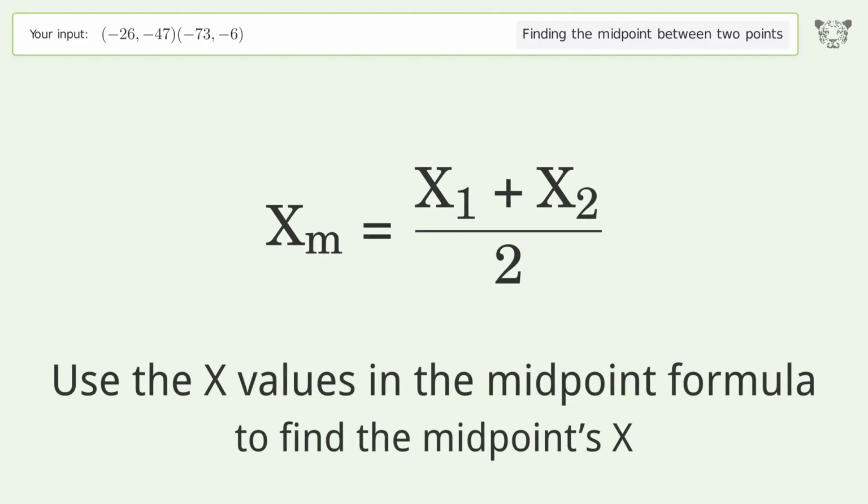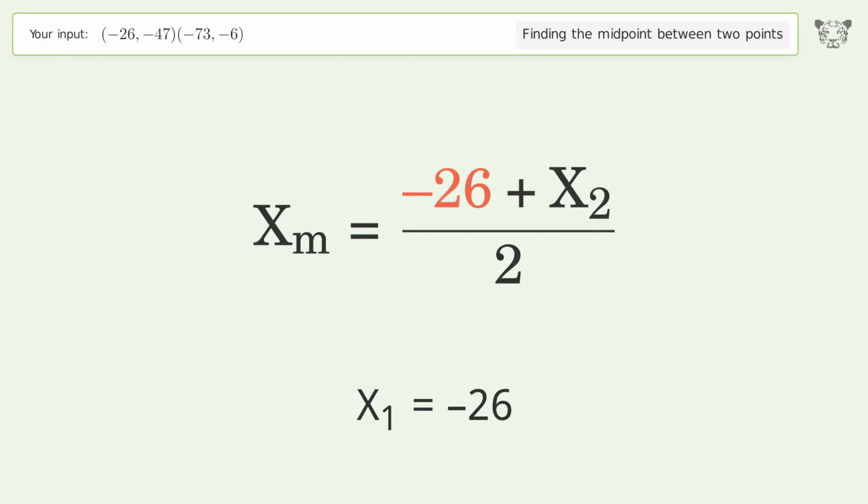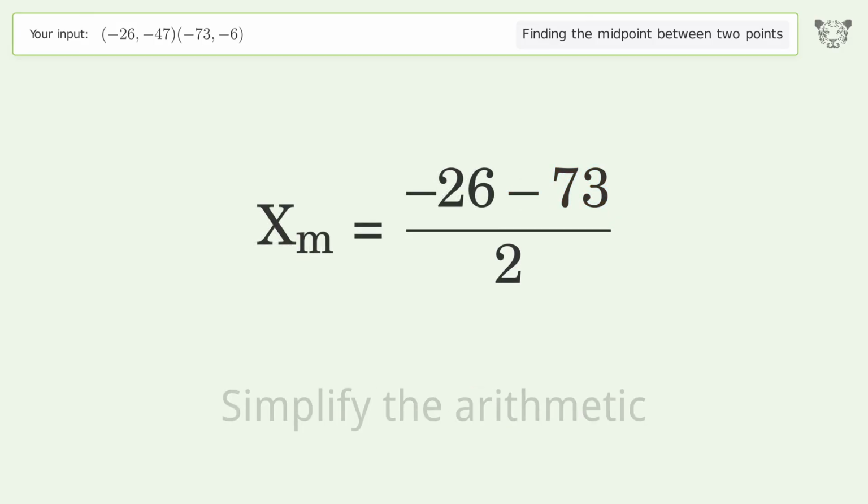Use the x values in the midpoint formula to find the midpoints x. x1 equals -26. x2 equals -73. Simplify the arithmetic.